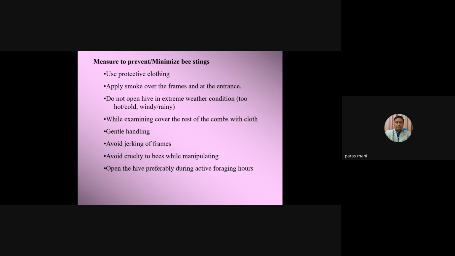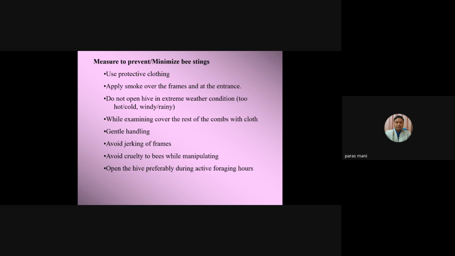Examining the comb is very important to see the health of the bee colony, whether the queen is laying eggs in sufficient number. The eggs must be seen in all seasons continuously. You have to monitor that the eggs are laid in sufficient number, and the health of the bee colony must also be monitored during examination. That is, if there are any diseases or pest attacks, or any openings other than the gate, these things we have to see.